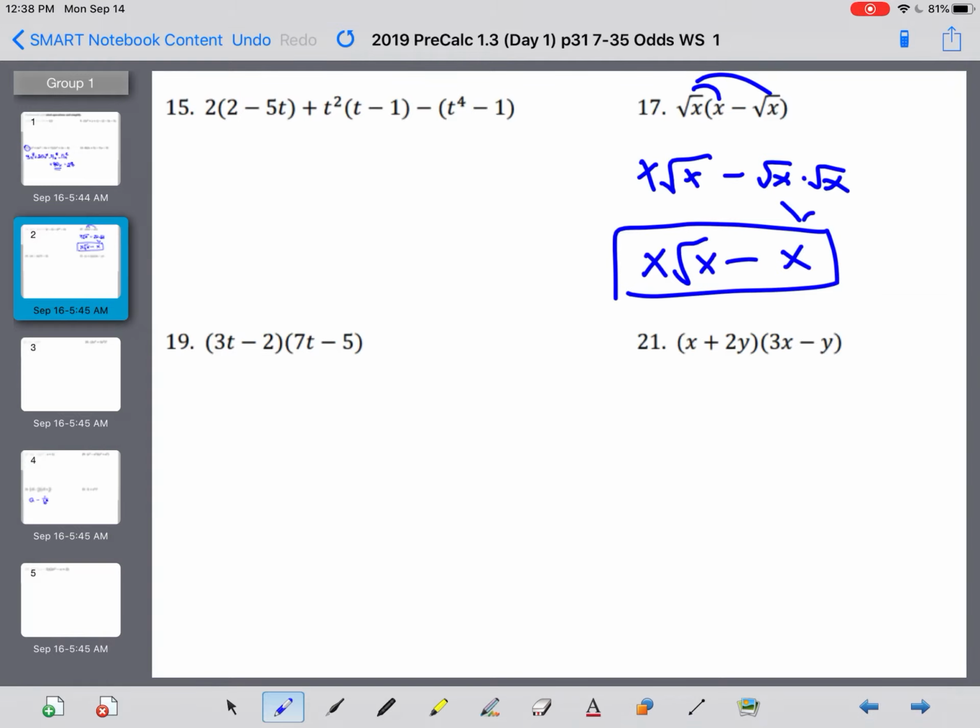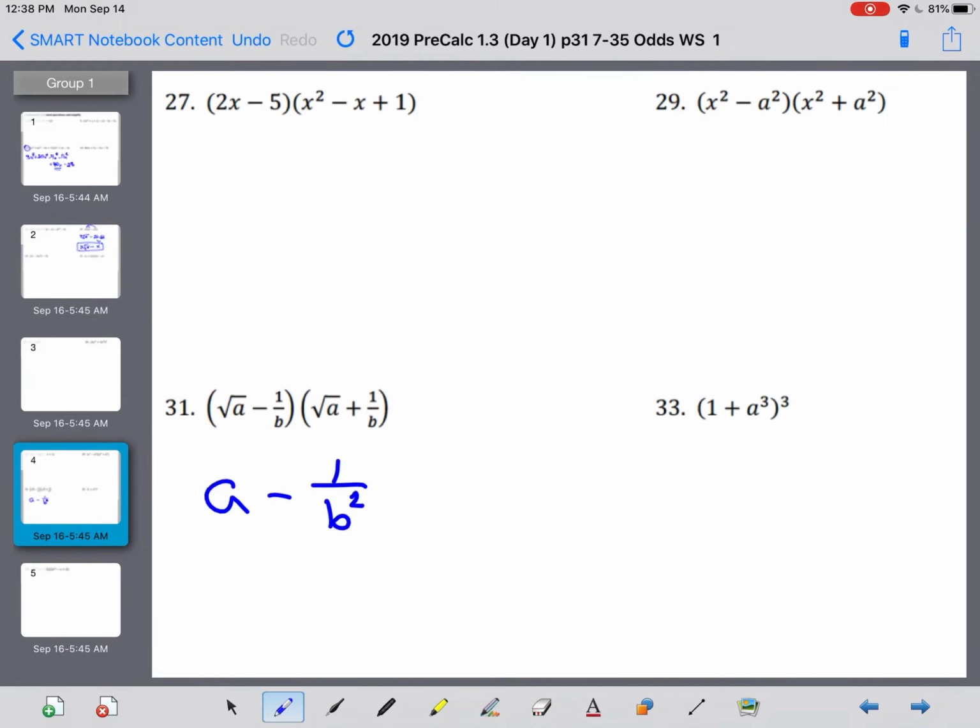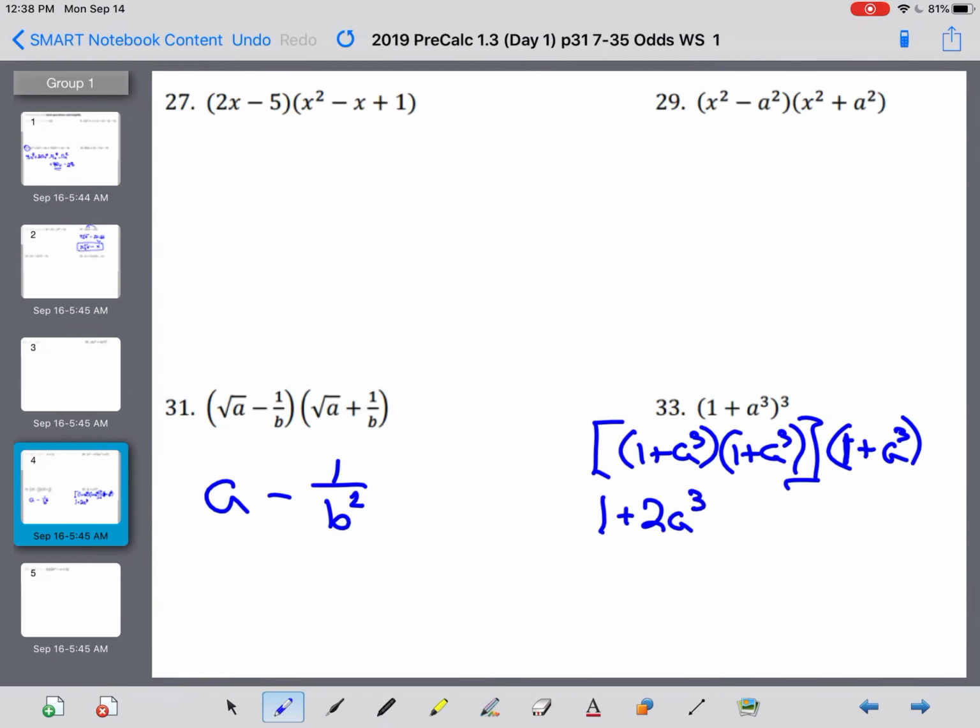Moving on, number 33. Number 33 is cubing a binomial. There's shortcuts, but the best way to do it is maybe to do these two first and then multiply by this other binomial. So when I FOIL this out, I get this 2a cubed for my O and I pieces, and then I get this for my last.